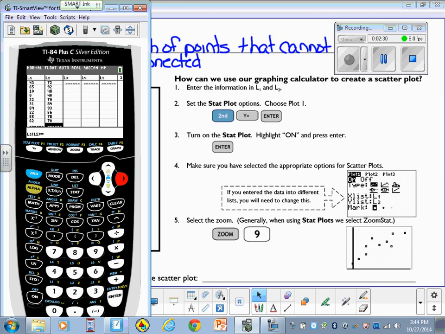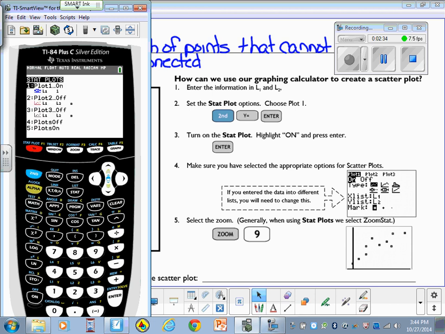We need to turn on our stat plot. So second, Y equals, 1. Now, my calculator already had it turned on. You might have to arrow to the On and press enter. The scatter plot is this first one under type. Press enter. It should pick up that you have data in list 1 and list 2. You can pick the type of mark you're going to use. I like the plus signs myself. And then we're going to press graph.